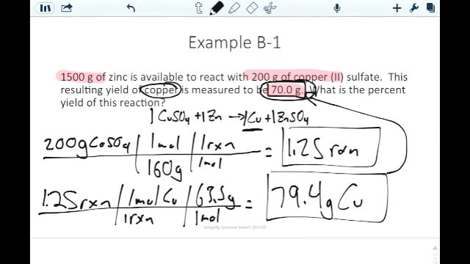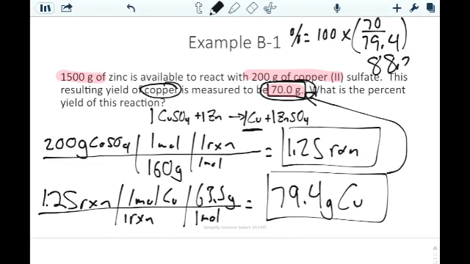So all we have to do to finish out the problem: our percent yield equals 100 times our actual, which is 70, all divided by our theoretical, which is 79.4. So divide first and then multiply by 100, and we should get right around 88.2% yield of copper.